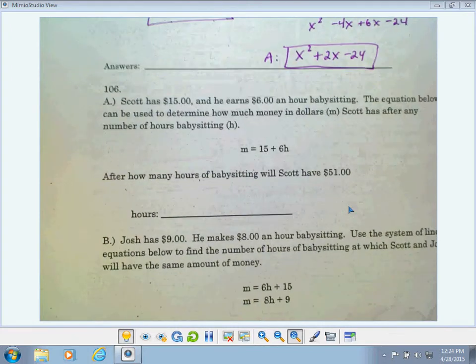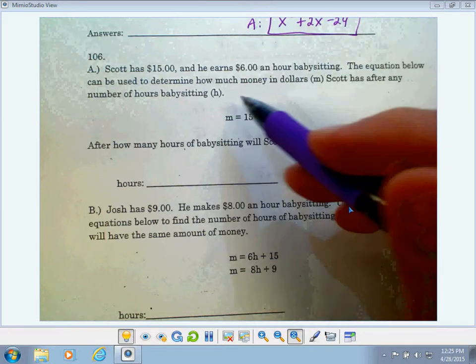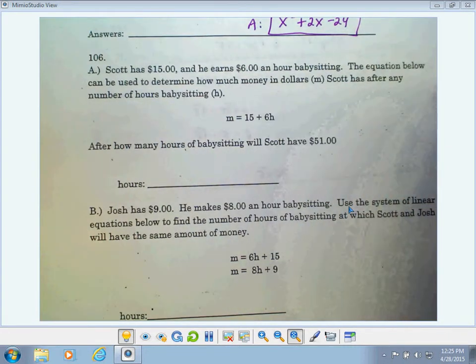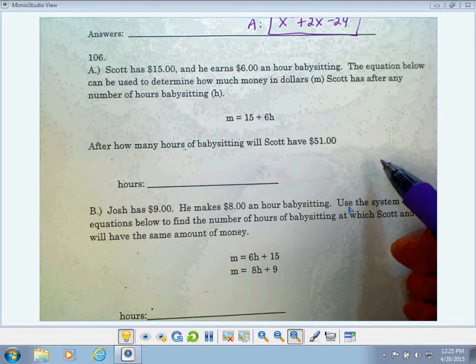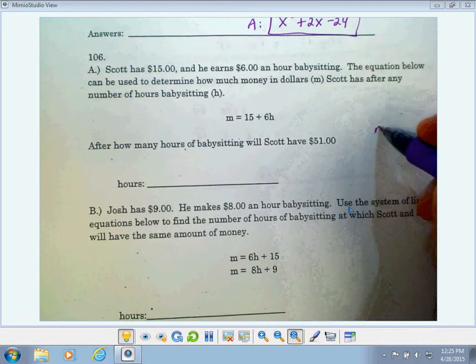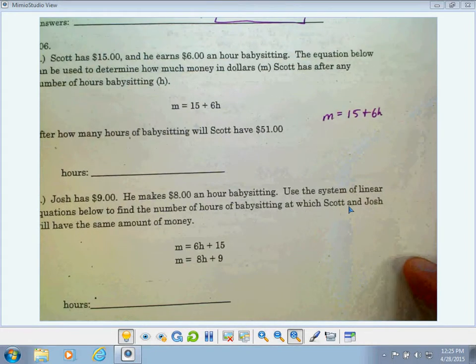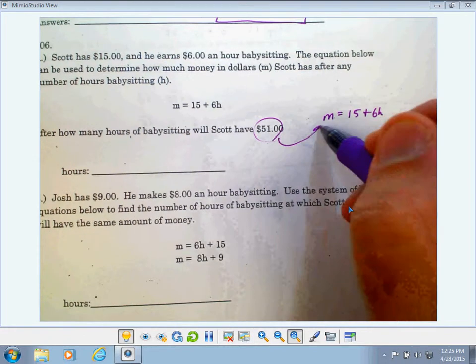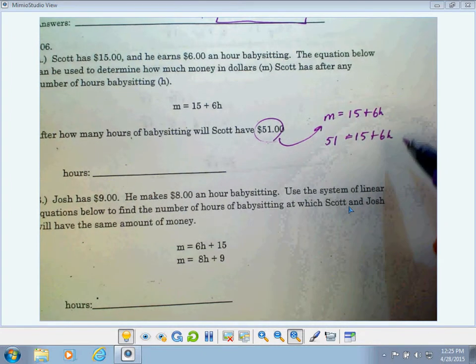Okay, let's go to the last one. It says Scott has $15 and he earns $6 an hour babysitting. The equation below can be used to determine how much money M Scott has after the number of hours babysitting H. So it says after how many hours of babysitting will Scott have $51? Okay, well again, M is the money here, so if you want to use that expression, you're going to take this $51 and substitute it in for the M, and just solve it for H.